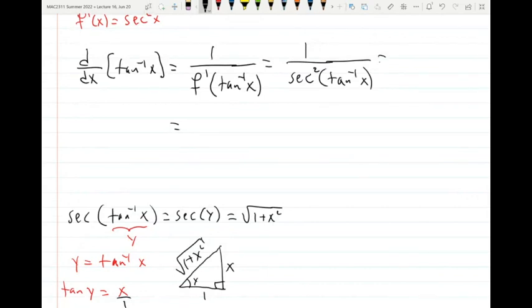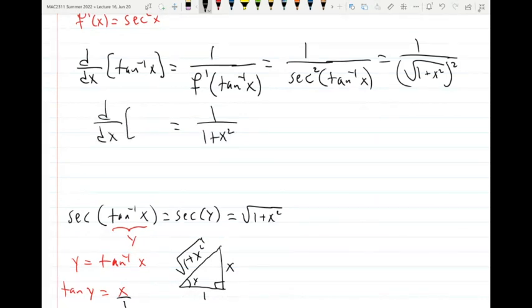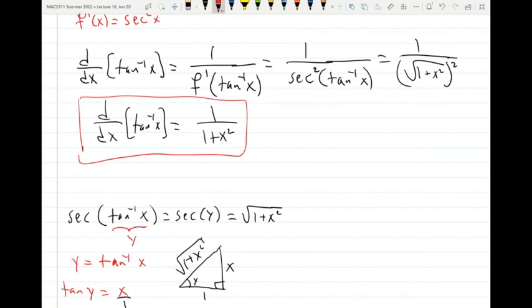So we put it in there. So this is 1 over the square root of 1 plus x squared, because we have secant squared. So the square root cancels, and we get this. So the derivative of inverse tangent equals 1 over 1 plus x squared. Okay?